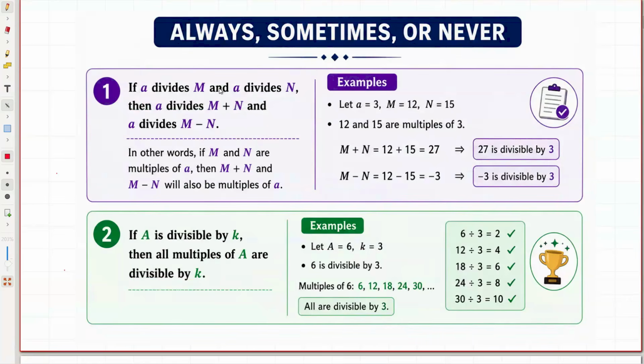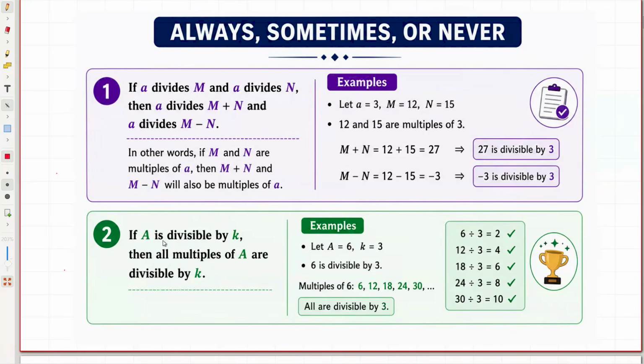First one: if A divides M and A divides N, then A divides M plus N, and A divides M minus N also. I'm just taking A equal to 3, M equal to 12, and N equal to 15. A divides M, A divides N also. Therefore A divides M plus N: adding 12 plus 15 gives 27, and 27 is divisible by 3. M minus N is minus 3, and minus 3 is divisible by 3. That is the meaning of this.